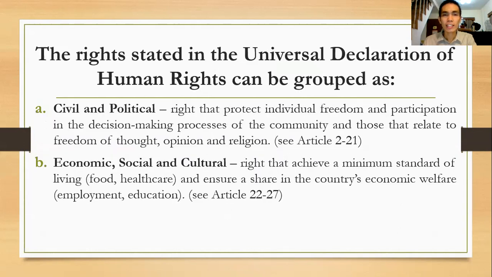All right, the rights stated in the Universal Declaration of Human Rights can be grouped as civil and political. Okay, these are the rights that protect individual freedom and participation in the decision-making process of the community and those that relate to freedom of thought, opinion, and religion. So individual freedom, okay? And participation in the decision-making process. Okay, and then economic, social and cultural, these are the rights that achieve a minimum standard of living and ensure a share in the country's economic welfare, employment, and education, based on Article 22 to 27.